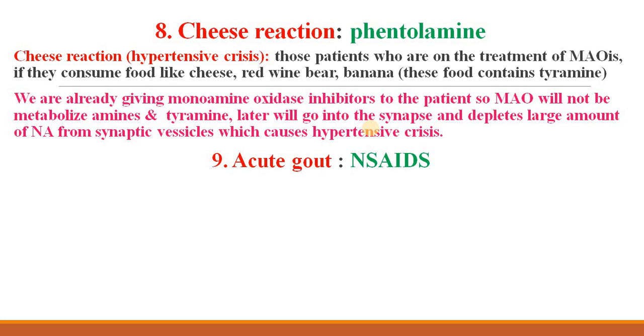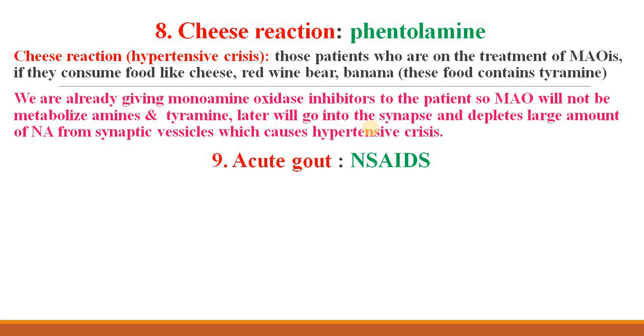There is one more enzyme, called COMT, catechol-O-methyltransferase, but that is beyond the scope of this video. So if you give MAO inhibitors, the MAO will not be available to metabolize the biogenic amines, and even tyramine is metabolized by MAO. Now what happens? The levels of your biogenic amines, dopamine and noradrenaline, will increase, and tyramine is also present in the food.